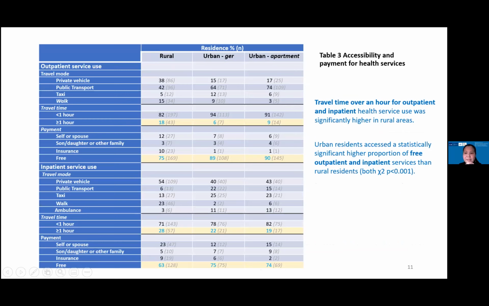With regard to accessibility and payment for health services, across both outpatient and inpatient services, travel time over an hour is significantly higher in rural areas compared to urban ger and apartment areas. Similarly, for both inpatient and outpatient services, urban residents were more likely to have free services, meaning they don't have to pay, compared to those in rural areas.